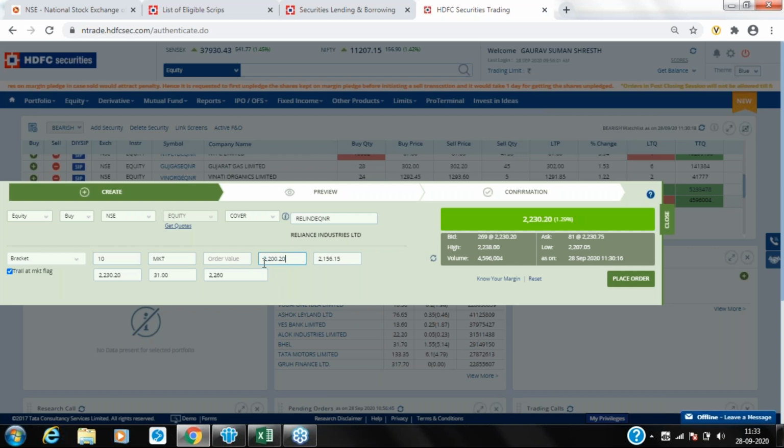In case up to 3 p.m., neither the target nor the stop loss gets hit, whatever is the price at 3 p.m., at around that point of time, the risk team will square off the order, and both the stop loss and target will get cancelled. Okay, it's very simple.